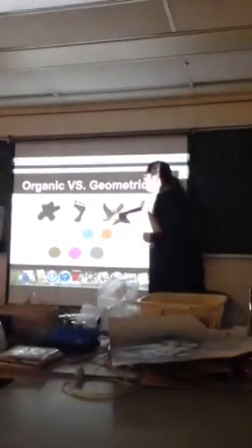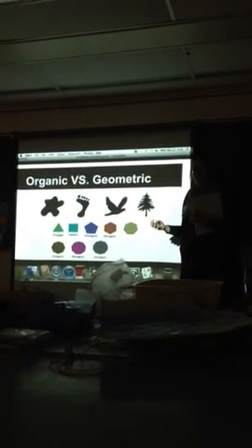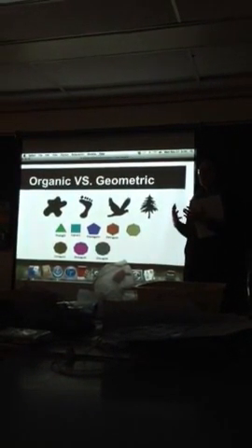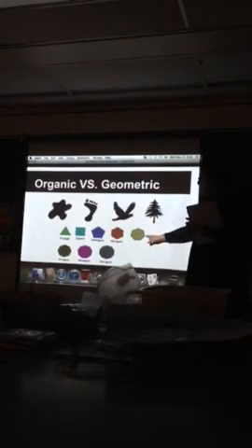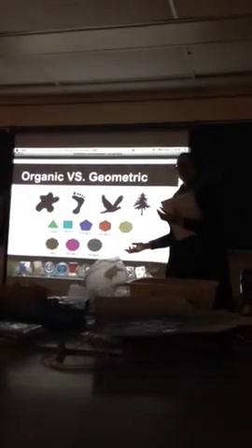Organic shape is just random shapes. These top four would be considered organic. They have natural, less well-defined edges, versus geometric shapes. So think of the geometry that you're doing with shapes: triangles, squares, circles, and so on. They have clear edges. So that's the difference.